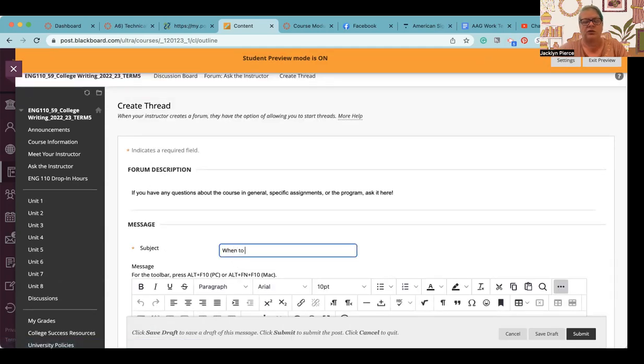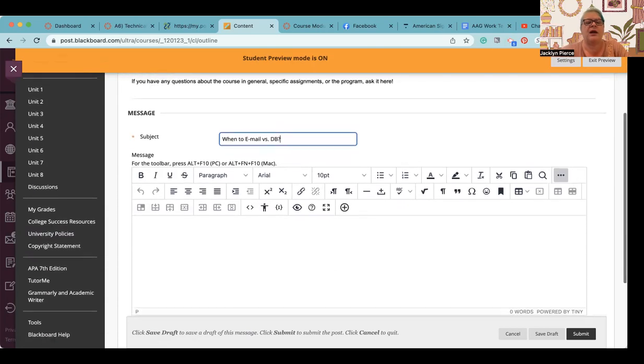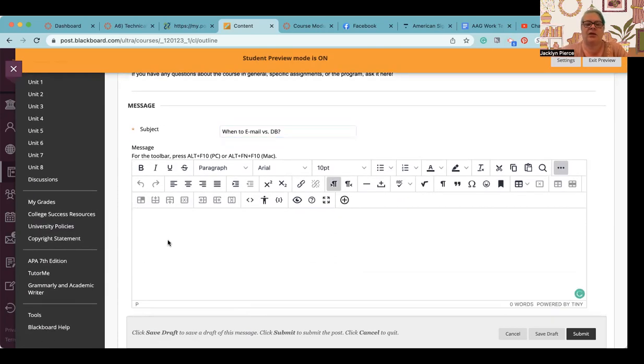When to email. I'm going to do something with you here and show you how it works, but this is also a tool that you will need. When do you send an email to your instructor versus when do you use the discussion board? Okay, this is something that comes up a lot. So I'm going to stop talking for a second because talking and typing at the same time is difficult for me.